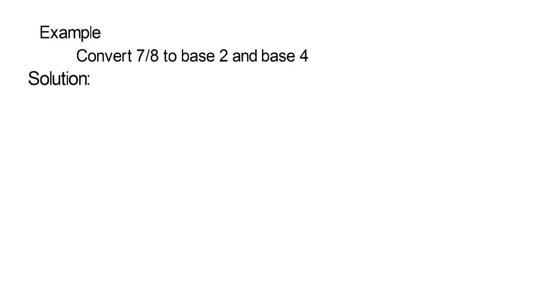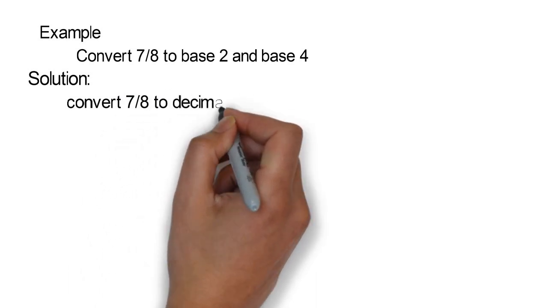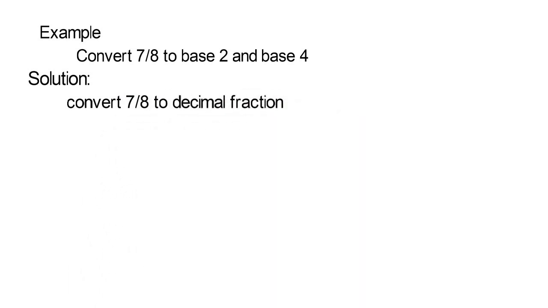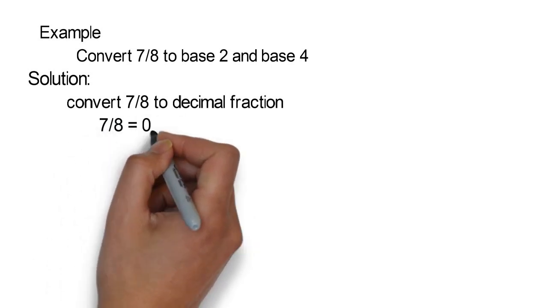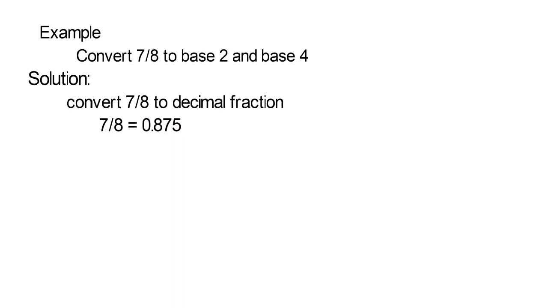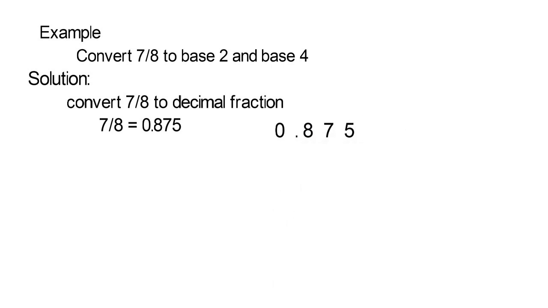Solution. Since 7 over 8 is a fraction, we convert 7 over 8 to a decimal fraction. So how do we convert it? By punching our calculator to get the decimal fraction. So I have 7 over 8 to be 0.875. Once we convert, we start multiplying by the base we are converting to, which is base 2. So what do I do? Start multiplying the decimal part by 2. So I have 0.875 multiplied by 2.